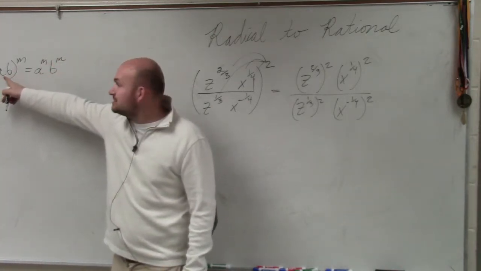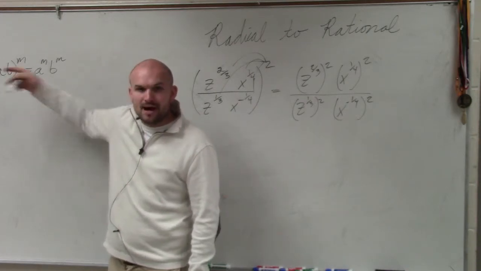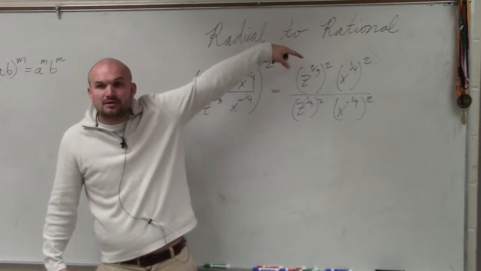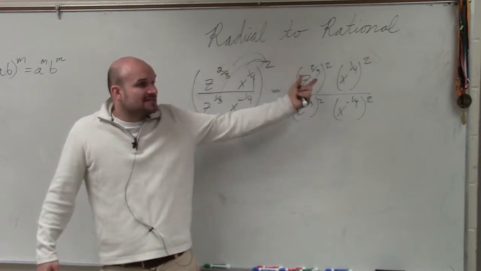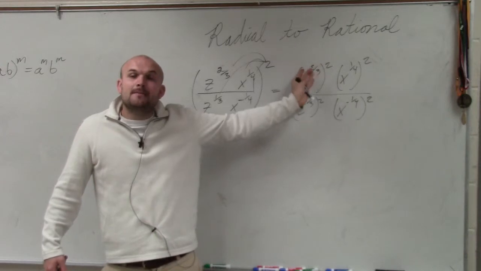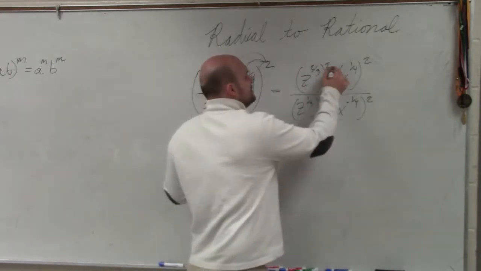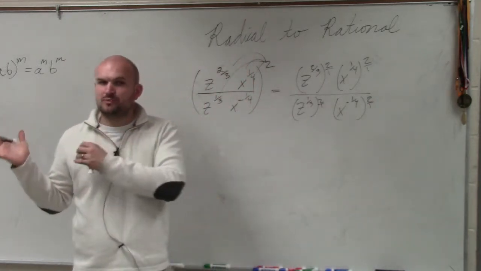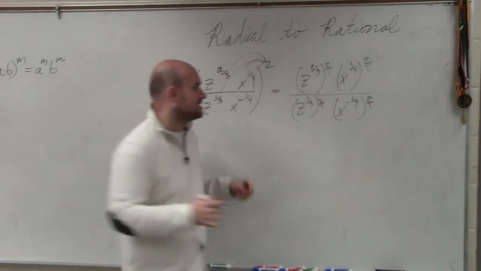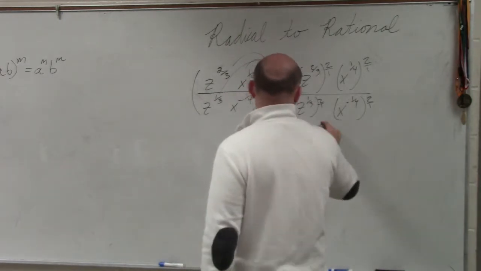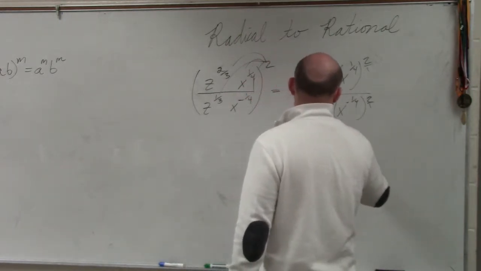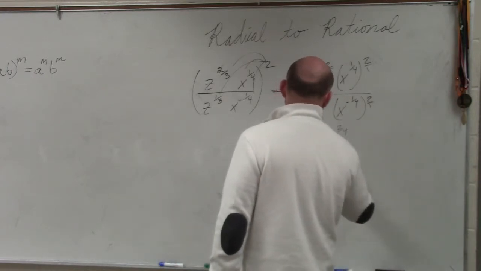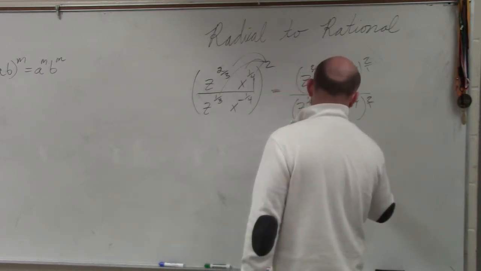You raise each and every single base to your m power. Now that I've done that, I use the power rule, which says whenever I have an exponent raised to a power, I multiply the powers. So now these are all really 2/1s. How do you multiply exponents? You multiply straight across, numerator times numerator, denominator times denominator. So therefore, I get z to the 4/3, x to the 2/4, z to the 2/3, and x to the negative 2/4.